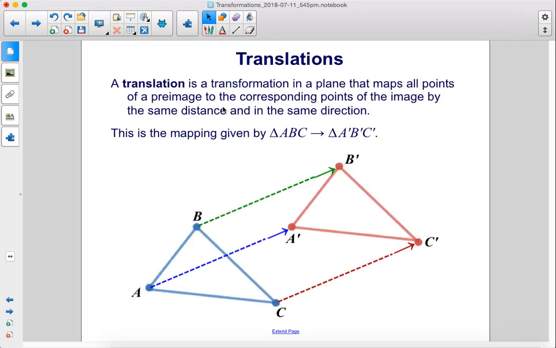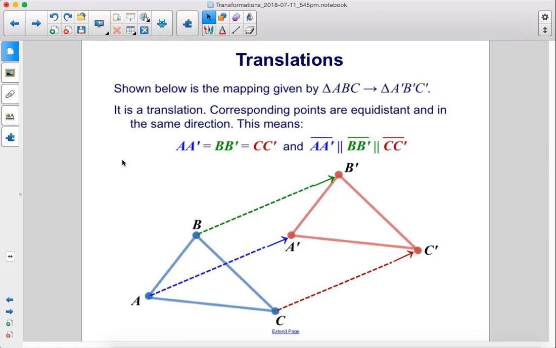Translations. A translation is a transformation in a plane that maps all points of a preimage to the corresponding points of the image by the same distance and in the same direction. Shown below is the mapping given by triangle ABC maps onto triangle A prime, B prime, C prime.